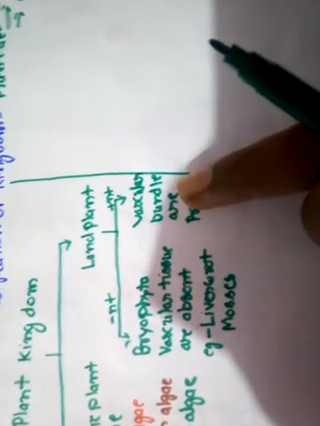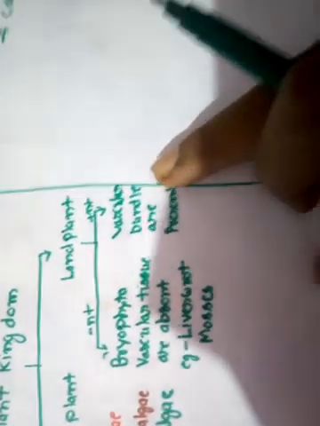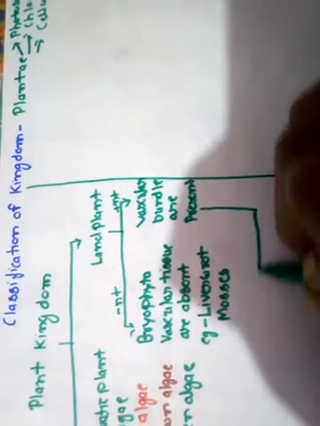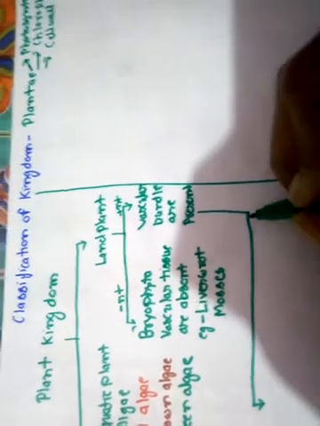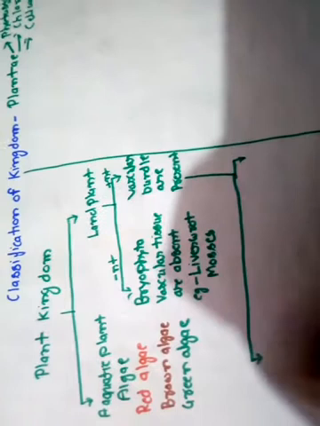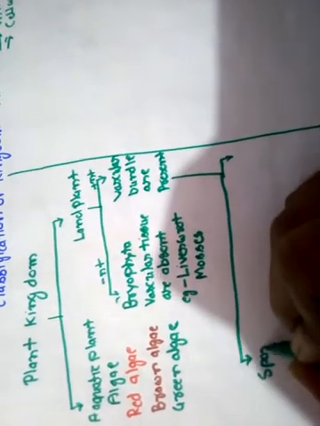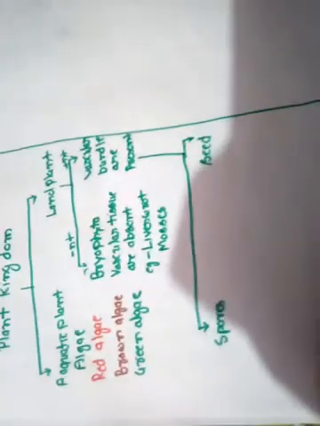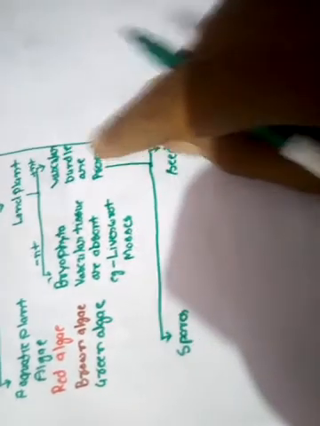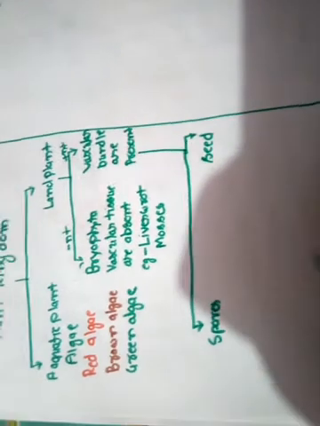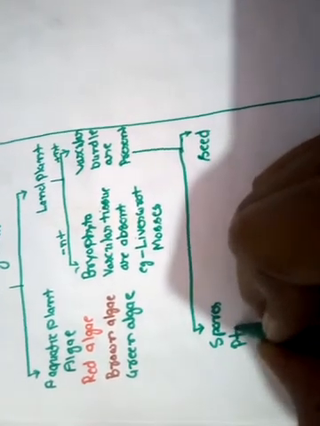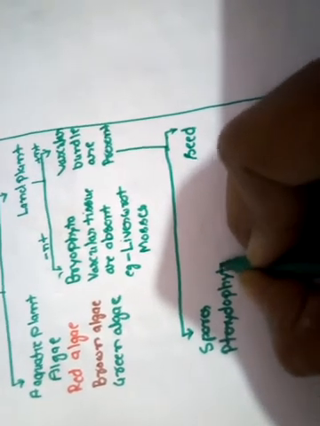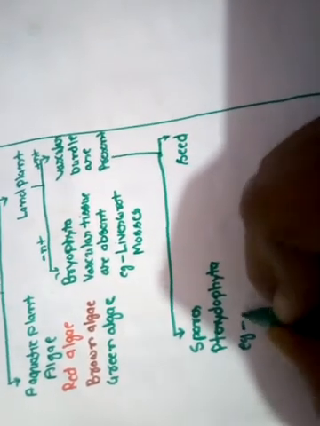And the second group of land plants, which have the vascular bundle, can be further divided into 2 groups depending upon their reproduction. That means whether they are reproducing with the help of spores or with the help of seeds. So the group of land plants that have the vascular bundle and reproduce with the help of spores include Pteridophytes, or you can say the Pteridophyta, and in Pteridophyta we include the ferns.